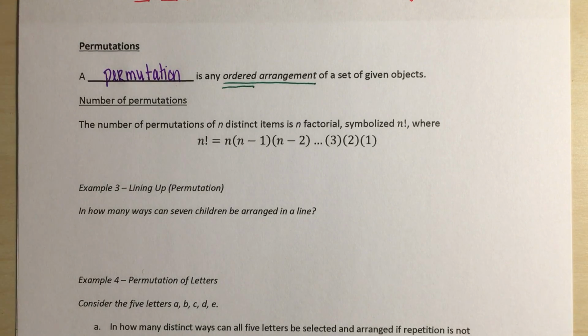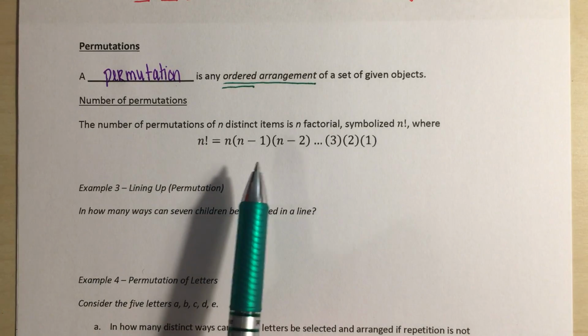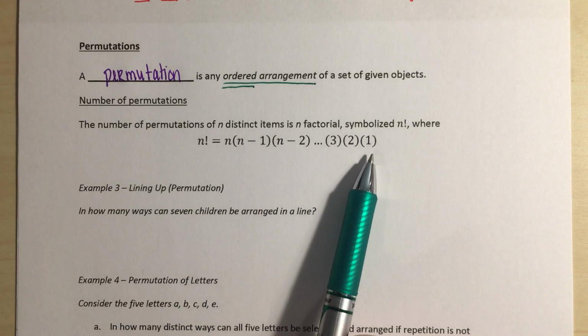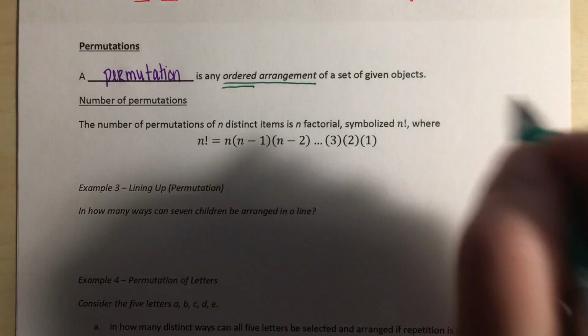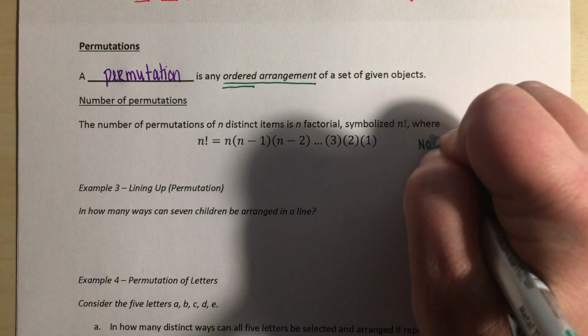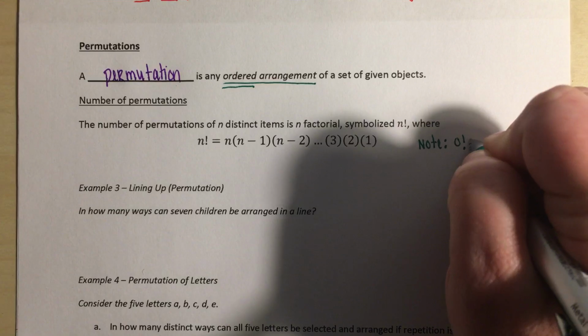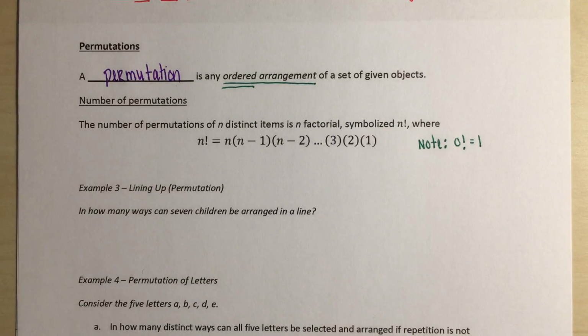Right? The number of permutations of n distinct items is n factorial, symbolized by n with an exclamation point after that. And what that means is we take that number times that number minus 1 times that number minus 2, all the way down until our last one is 1. I am going to make a little note here. If for whatever reason you ever run into 0 factorial, 0 factorial is defined as being 1. So just to make a slight note of that.